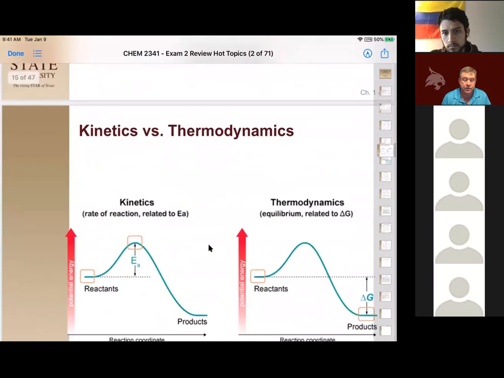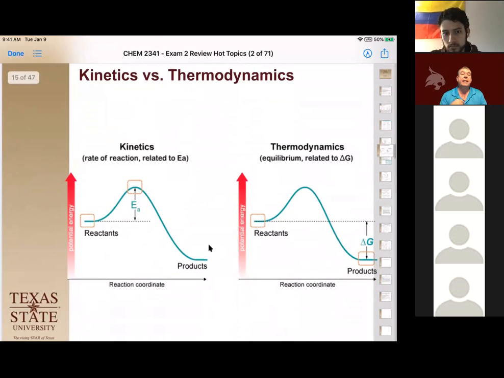Okay, so then we also have to know the difference between kinetic and thermodynamic. Kinetic is related to the rate of the reaction, and the rate of the reaction is typically directly associated with the activation energy, getting to that transition state. If it's hard to get to that transition state, or you have a huge activation energy, that means the reaction is going to go slow.